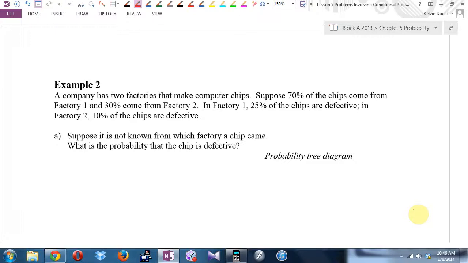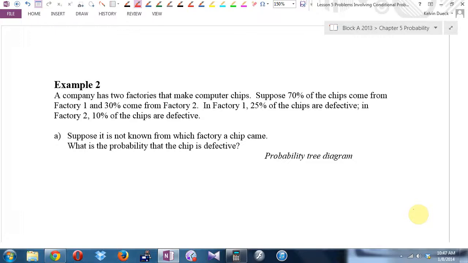70% of the chips come from factory 1. I guess it's a bigger factory. 30% of the chips come from factory 2. And we've done random surveys. We know that in factory 1 on the assembly line, 25% of the chips are defective. Okay? In factory 2 on the assembly line, only 10% of the chips are defective. I guess because they're a smaller factory, that, you know, less goes wrong.